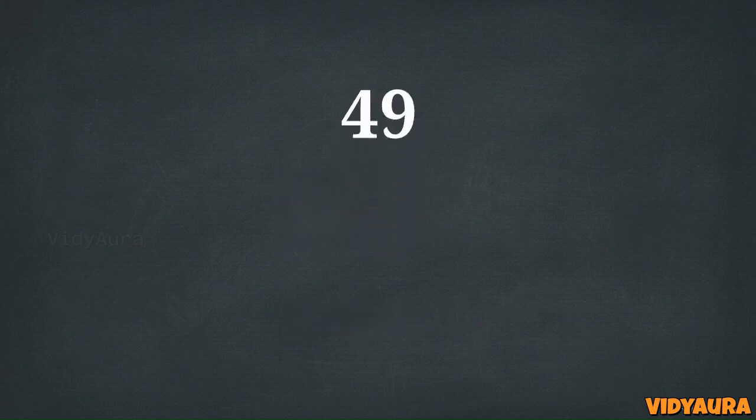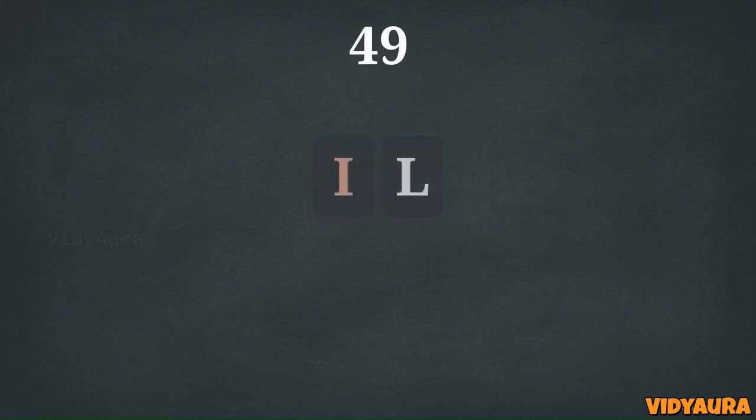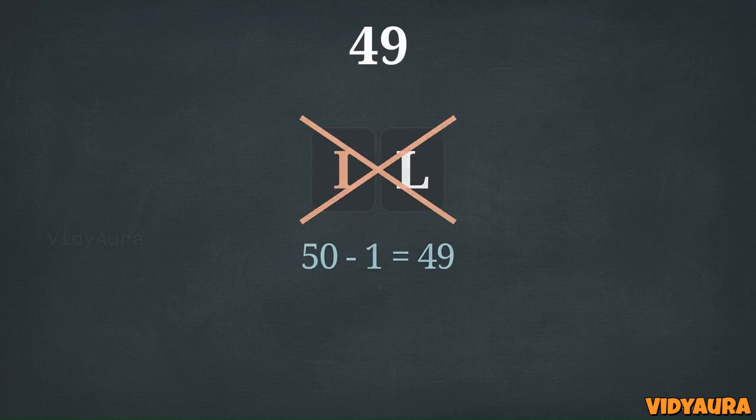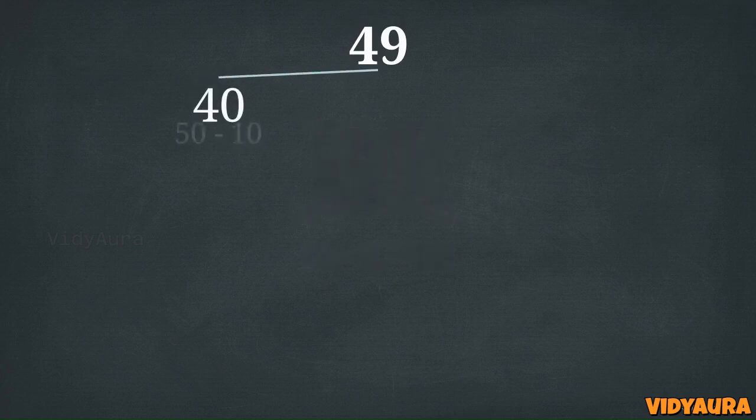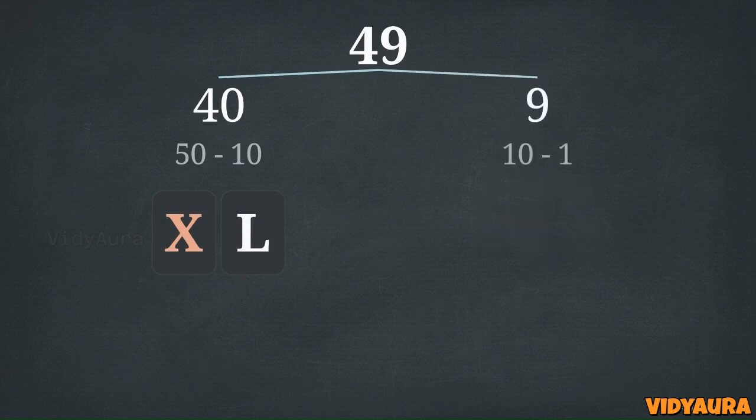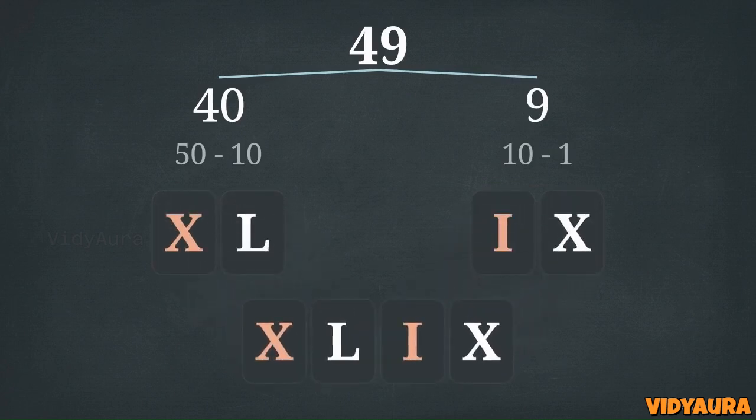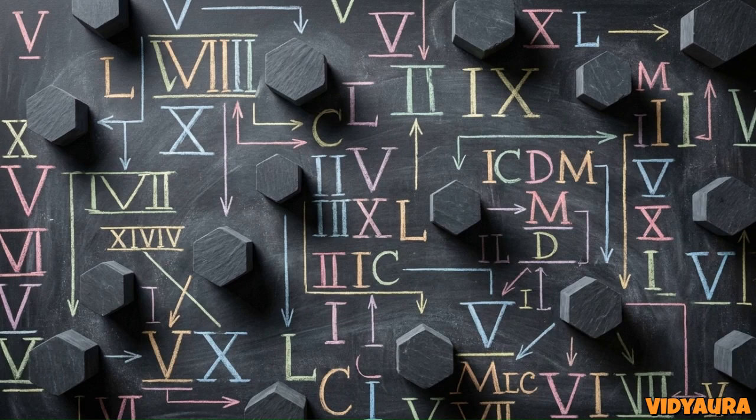This introduces rigid complexity. Try converting 49. You cannot simply write I followed by L to subtract 1 from 50. You have to construct the 40 by subtracting 10 from 50 to get XL, then construct the 9 by subtracting 1 from 10 to get IX. The result is XLIX.